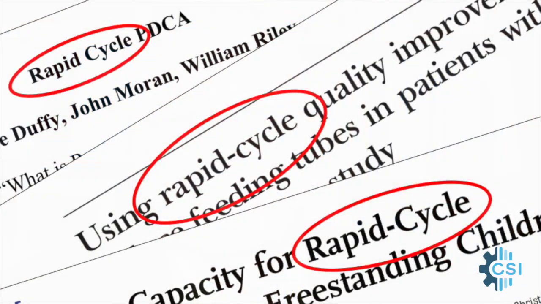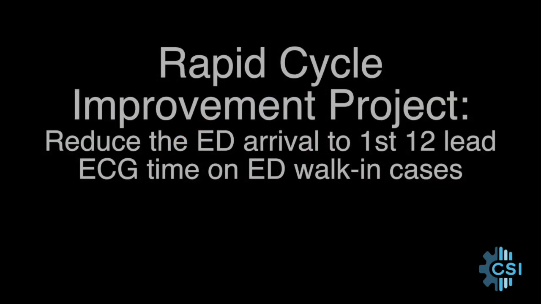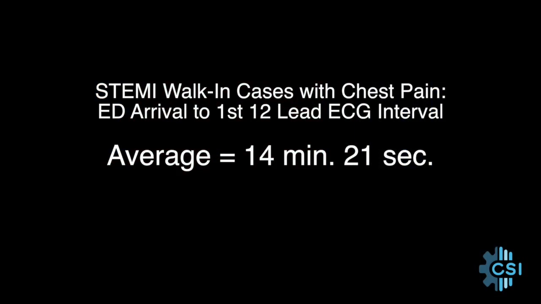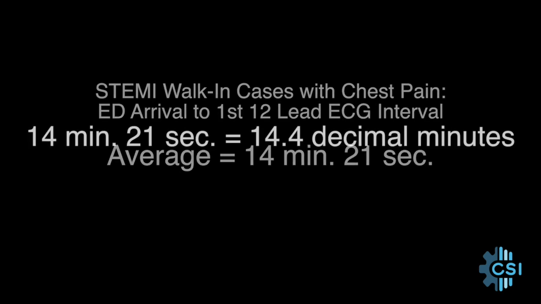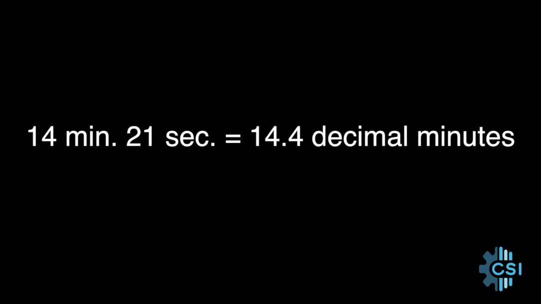A local emergency department started a rapid cycle improvement project to reduce their arrival at triage to 12-lead ECG time on STEMI patients that presented as walk-ins. Looking at the data from their STEMI registry records, they have been averaging 14 minutes 21 seconds, or 14.4 decimal minutes. And decimal minutes is the way that programs like Excel will often show fractions of a minute.